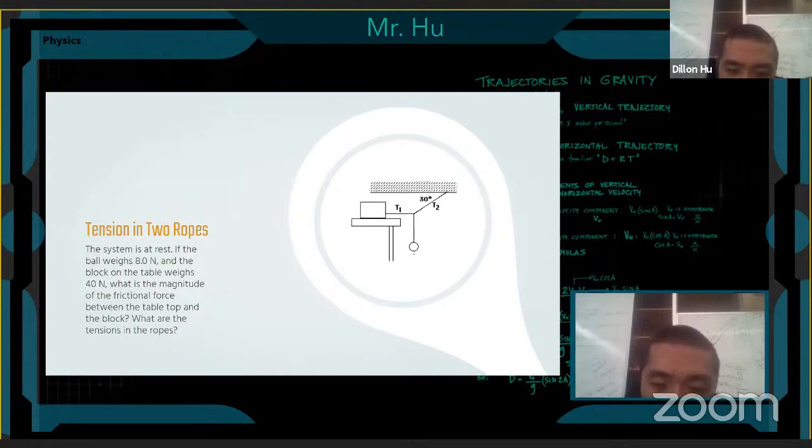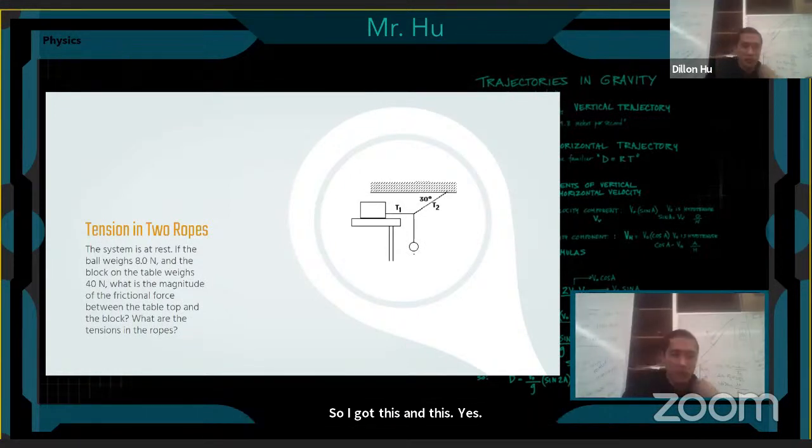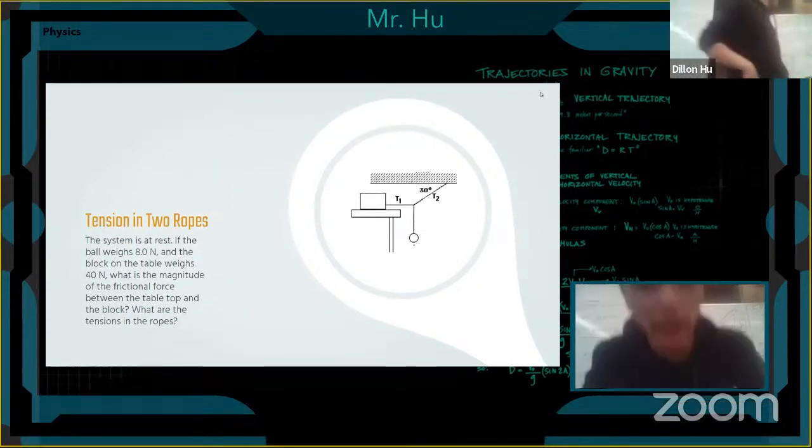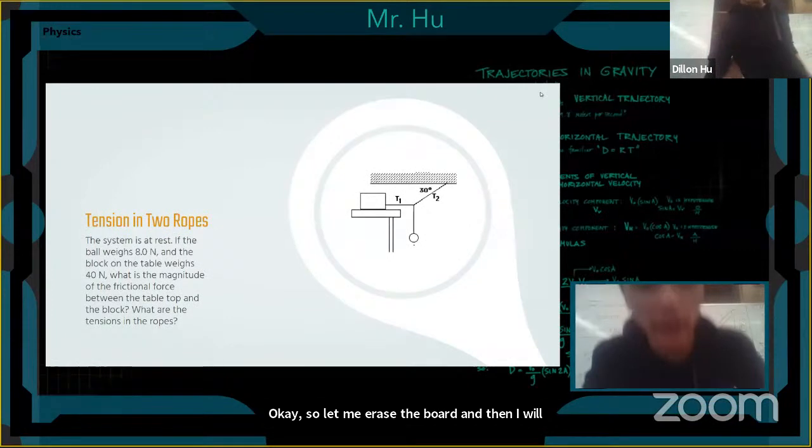Is the magnitude of the frictional force just the frictional force? Yeah, that's what I mean. The magnitude of the frictional force is just the frictional force. If so, is it equal to this? Also, I got this and this. Yes, I will do it in a second. I think that's correct. I'll do it in a second to verify it. Okay, so let me erase the board and then I will do it.